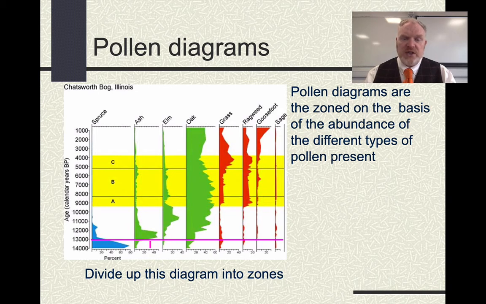But at 13,000 years, I think the vegetation changes. Something else takes over and the spruce becomes much less common. So where would you draw your next line? Where would zone 2 be? Then where does that change again? Where would you put zone 3?